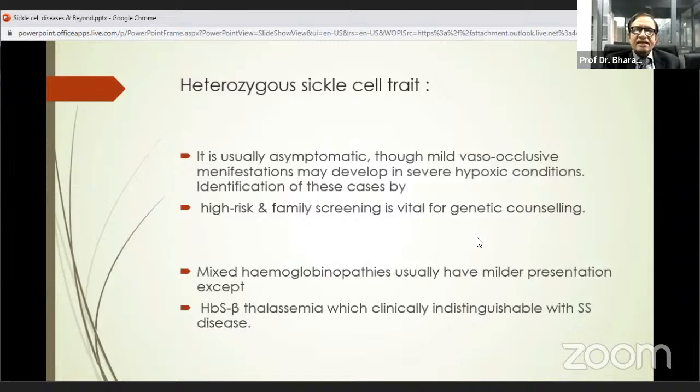Heterozygous sickle cell trait is usually asymptomatic due to mild vaso-occlusion, and manifestations may develop in severe hypoxia. High risk and family screening is vital for genetic counseling. The mixed hemoglobinopathies usually have a milder presentation, except hemoglobin S beta thalassemia, which is clinically indistinguishable from SS disease.